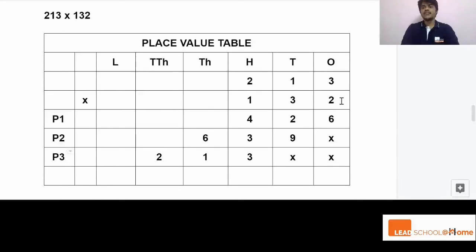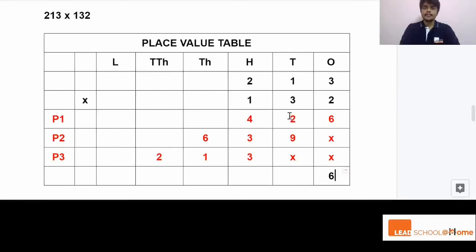So now I have completed the multiplication for all the digits in the second number. Now I will do the sum of product 1, product 2 and product 3. So when I add product 1, product 2 and product 3, what do I get? Let me go to the ones place. 6 is there, so I will write 6. Nothing else is there for product 2 and product 3.